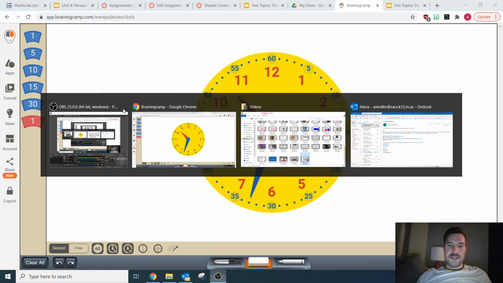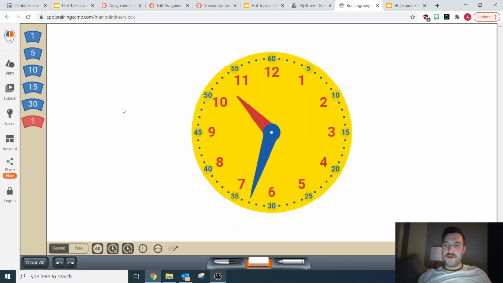Hey, mathematicians, welcome to our hot topics on time. This week, we are going to be talking about how to tell time and some tricks and tips. So, one thing you need to know, and my clock is very handy.